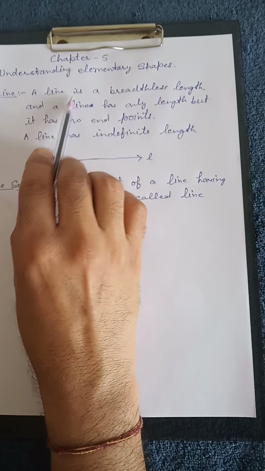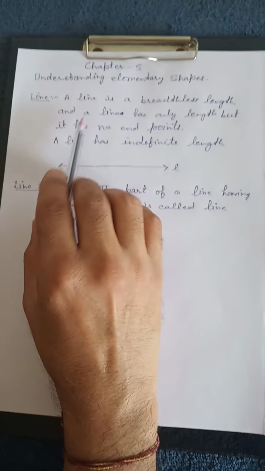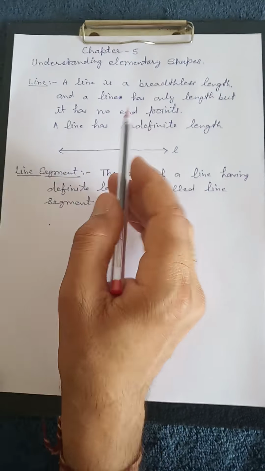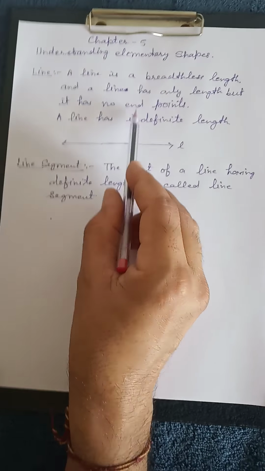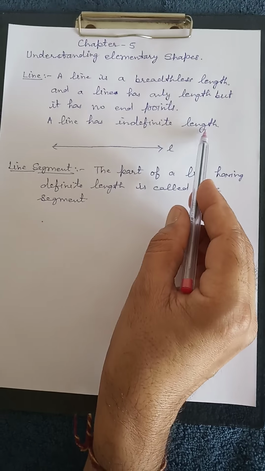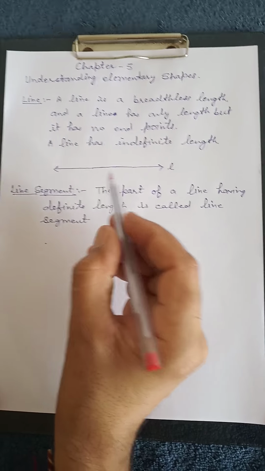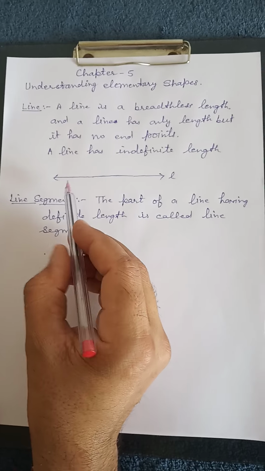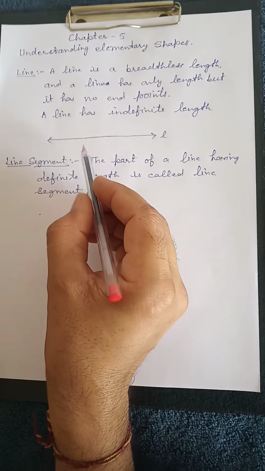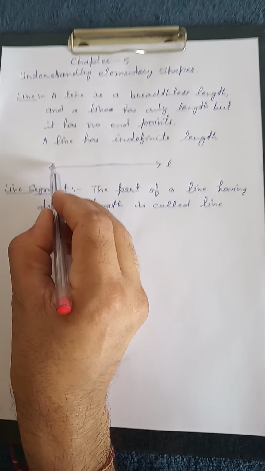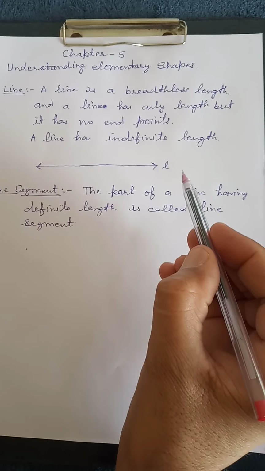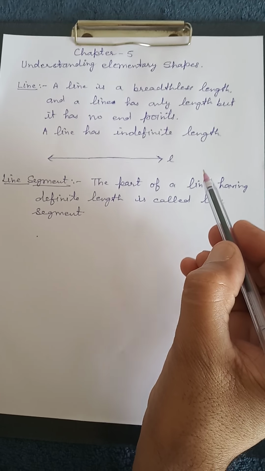A line is a breadthless length and a line has only length but it has no endpoints. A line has indefinite length. So we represent line as L. A line has two arrows at its both ends. It means the line is endless.